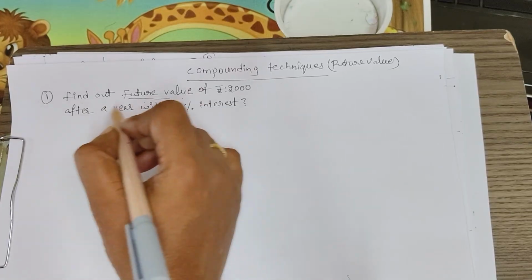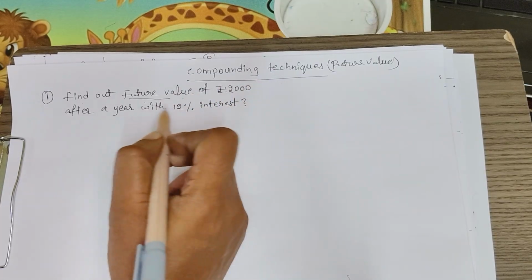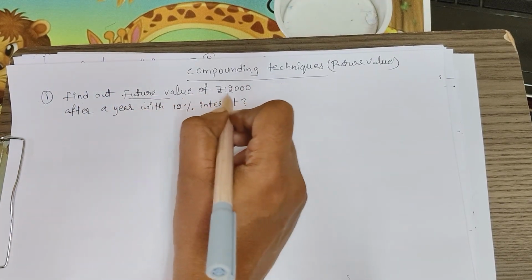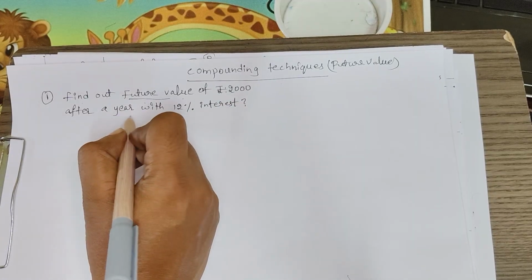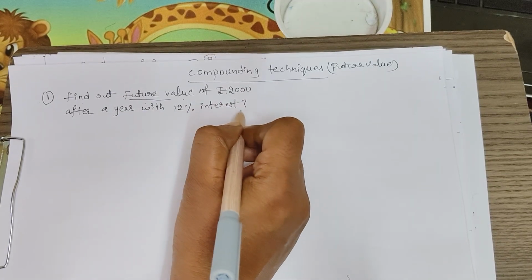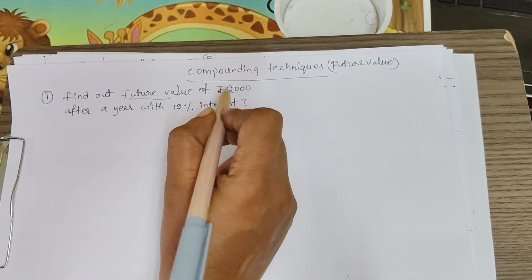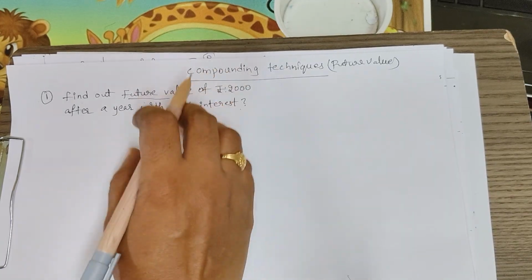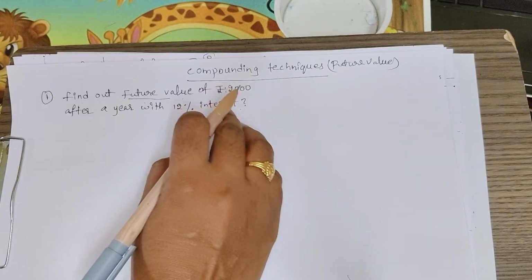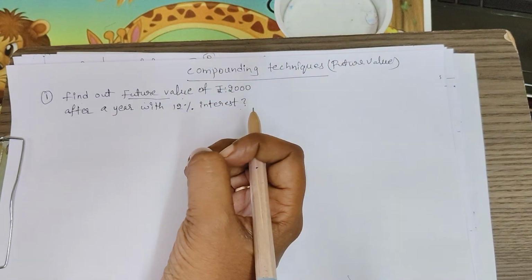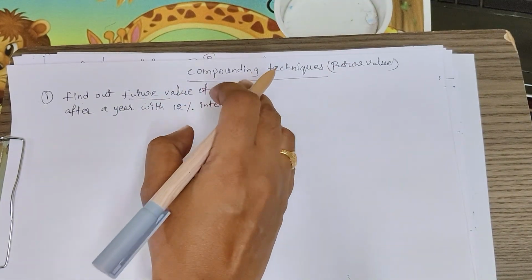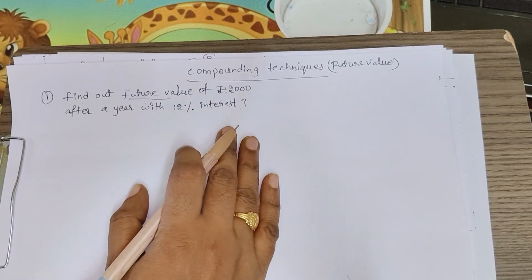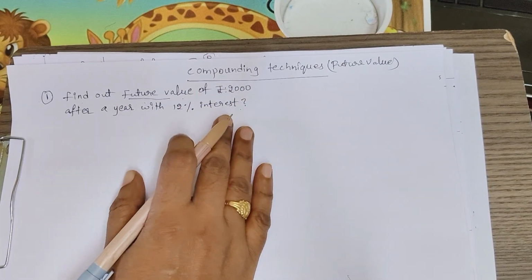Okay. Let's see compounding techniques practical problems. First one: find out the future value of rupees 2000 after a year with 12% interest. So it is a single investment. After 1 year, with 12% interest, how much will you receive? What is the future value of this 2000 rupees with 12% interest? That value you need to find out.